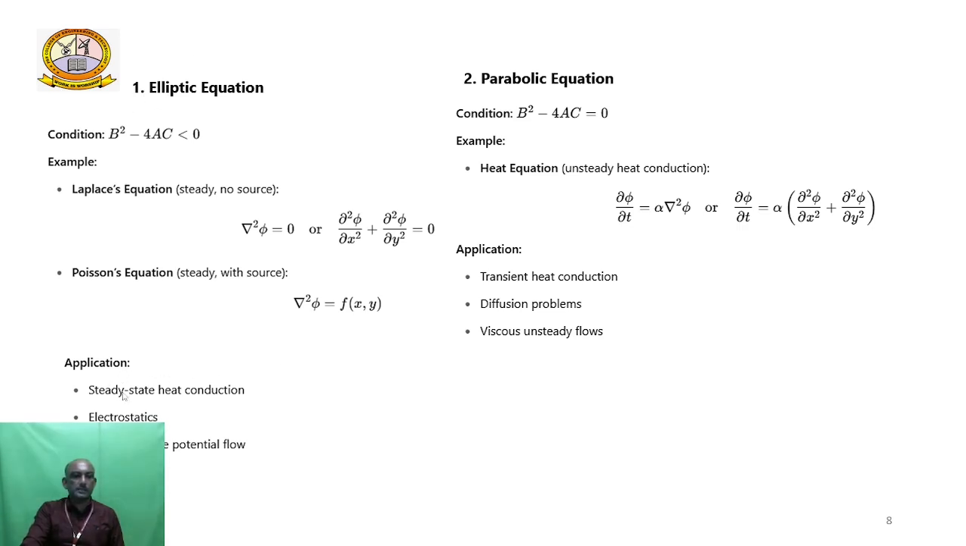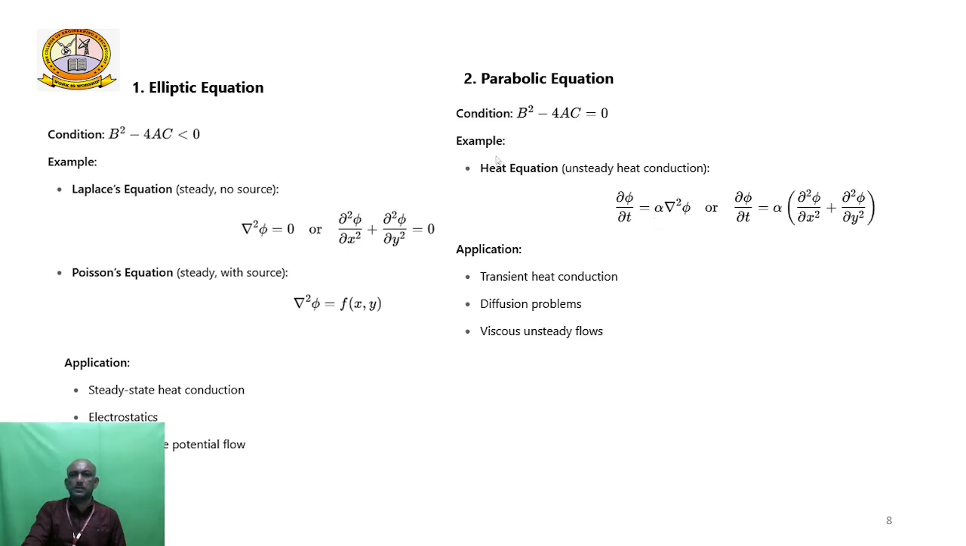So what are the applications? Steady state heat conduction, electrostatics and incompressible potential flow follow the elliptical nature. Then next we come to the second type of equation, the parabolic equation. As we already told, B squared minus 4ac equal to 0. So when we substitute and the value is equal to 0, the type of flow is parabolic nature.